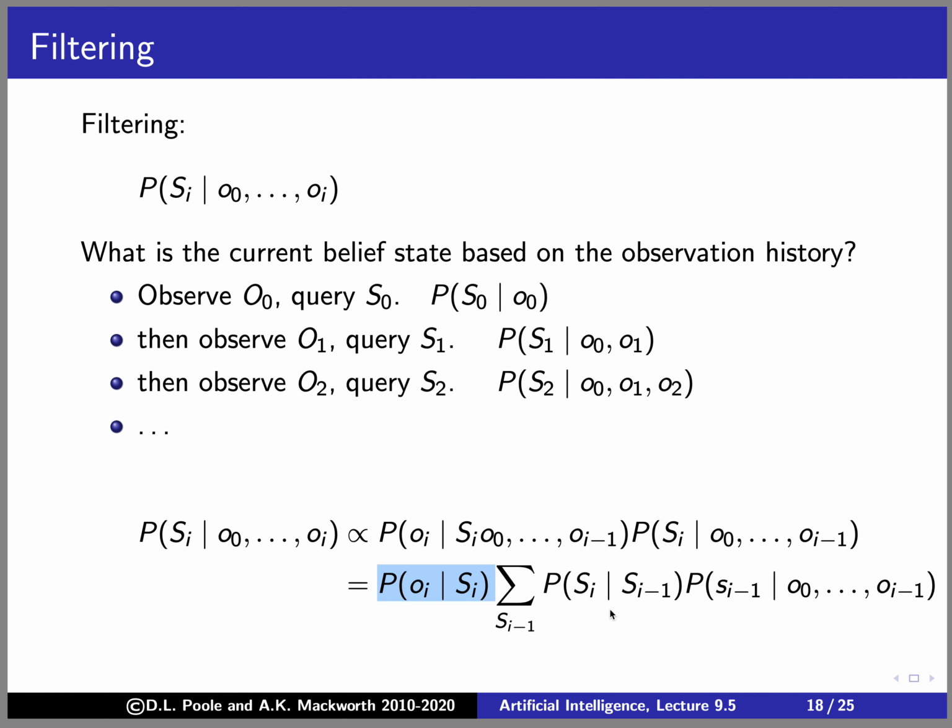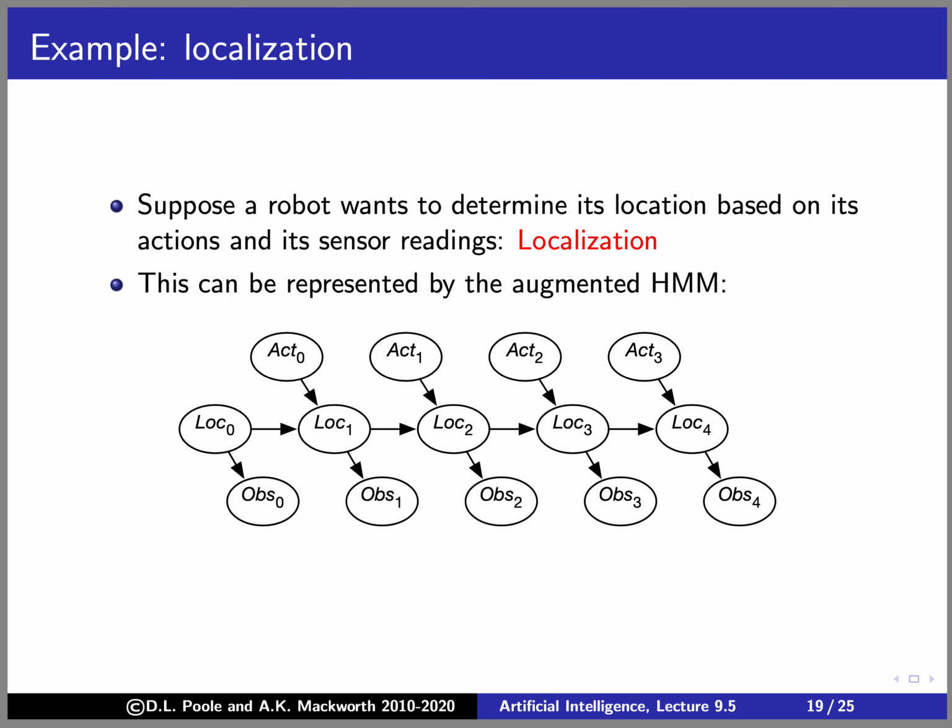This is just variable elimination, by the way. We have the previous state estimate, we transition to the next state, then we observe and absorb the observations. Okay, so here's an example of doing this. This is what we're going to do in class. We're going to look at an example of localization.